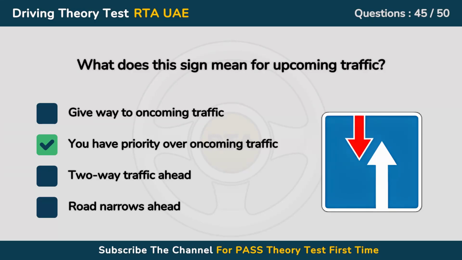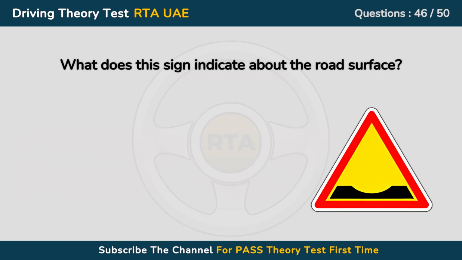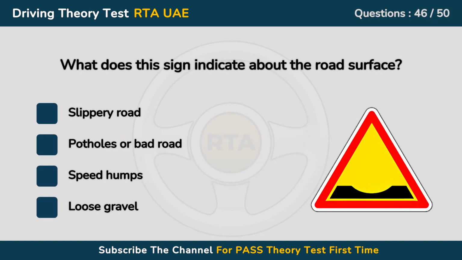Answers is B. You have priority over oncoming traffic. This priority sign means you have priority over any oncoming traffic in a narrow section of the road. Oncoming vehicles must give way to you. Question 46. What does this sign indicate about the road surface?